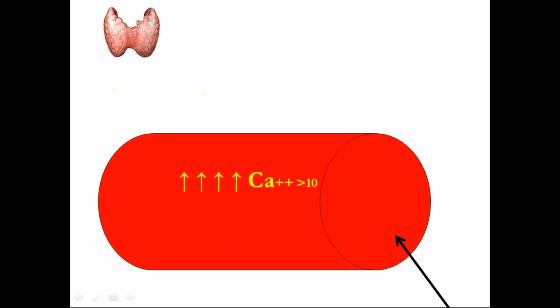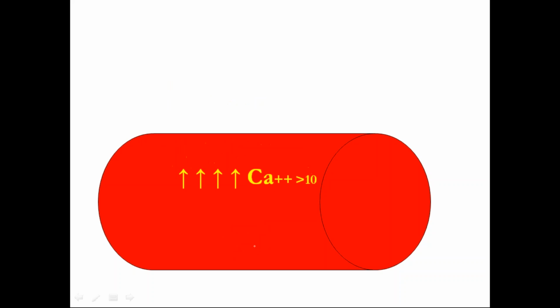Okay, I want you to see this, please. We are going to see about the calcitonin, so please pay attention to this. Here we have a vessel. This is the calcium. The normal calcium value is going to be 8.5 to 10.